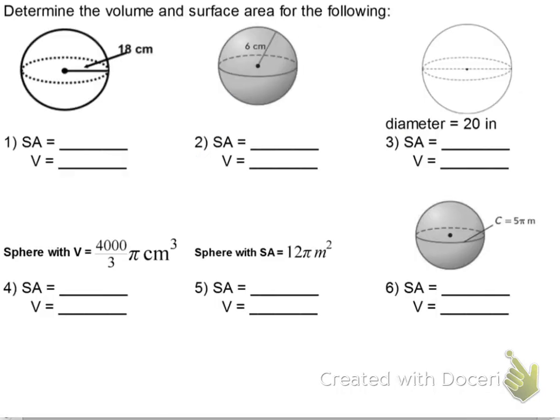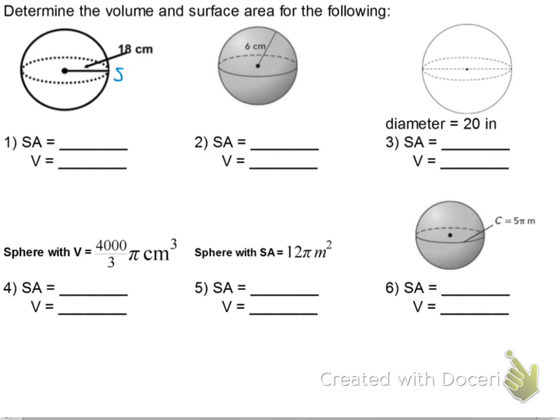Alright, so here we go. We're just going to look at a lot of different problems, and if I see one that's kind of repeated, I won't work it, but if I think it's a little bit different, I'm going to. So if we look at number 1, determine the volume and surface areas for this sphere. Okay, this is just very straightforward.